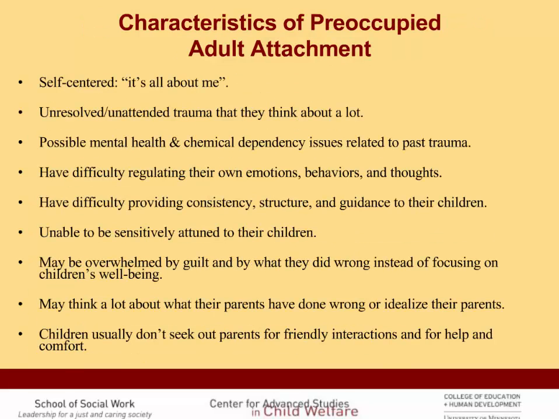Some characteristics of preoccupied adult attachment may include parents who are self-centered, with an "it's all about me" attitude, may have unresolved or unattended trauma that they think about a lot. They may have possible mental health and chemical dependency issues related to past trauma. They may have difficulty regulating their own emotions, behaviors, and thoughts. They may have difficulty providing consistency, structure, and guidance to their children. They are unable to be sensitively attuned to their children.